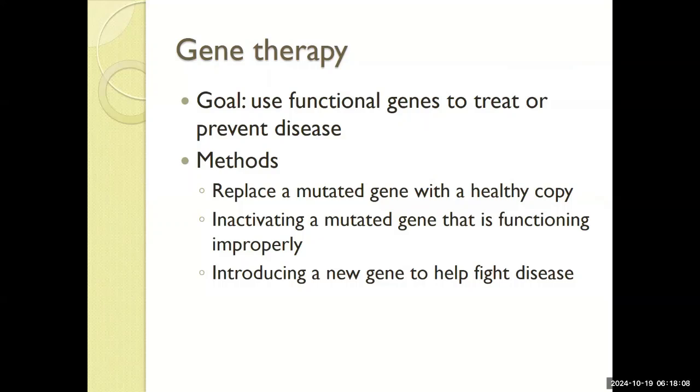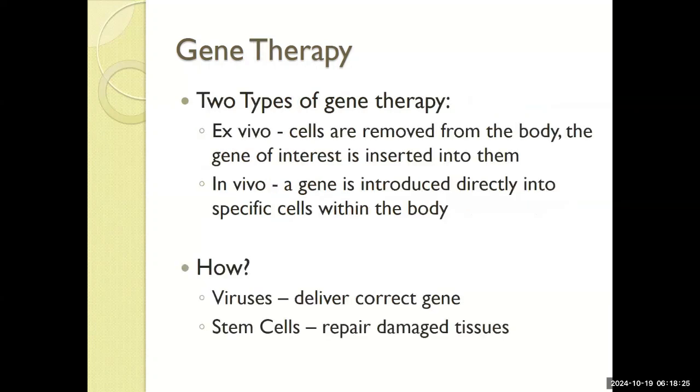Gene therapy, where we can move one gene. Could we move functional genes from one human to treat or prevent disease in someone else lacking that genetic instruction? There are 2 types of gene therapy. Know the difference between ex vivo and in vivo. Vivo means life, so ex vivo means outside of the body, outside of the living organism. The cells are removed, they're manipulated, and then they're re-put in. In vivo means all of this is happening within the body.